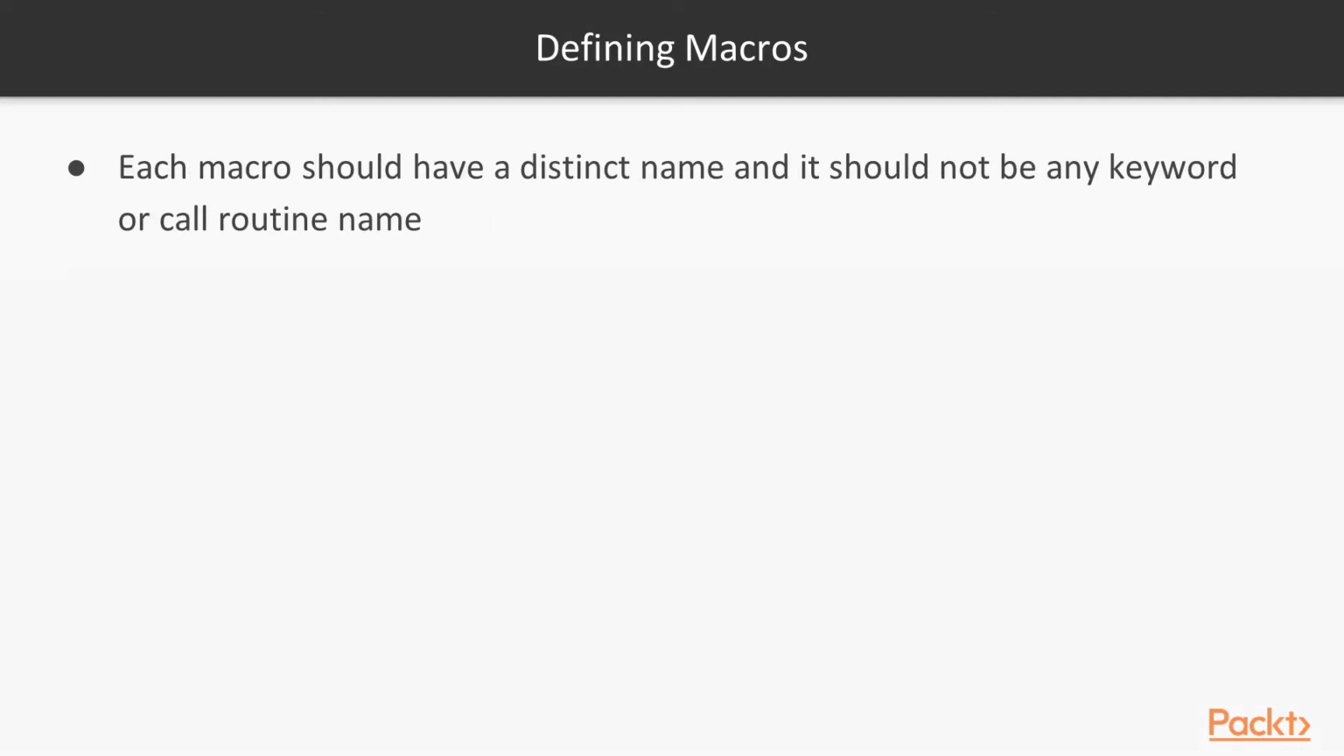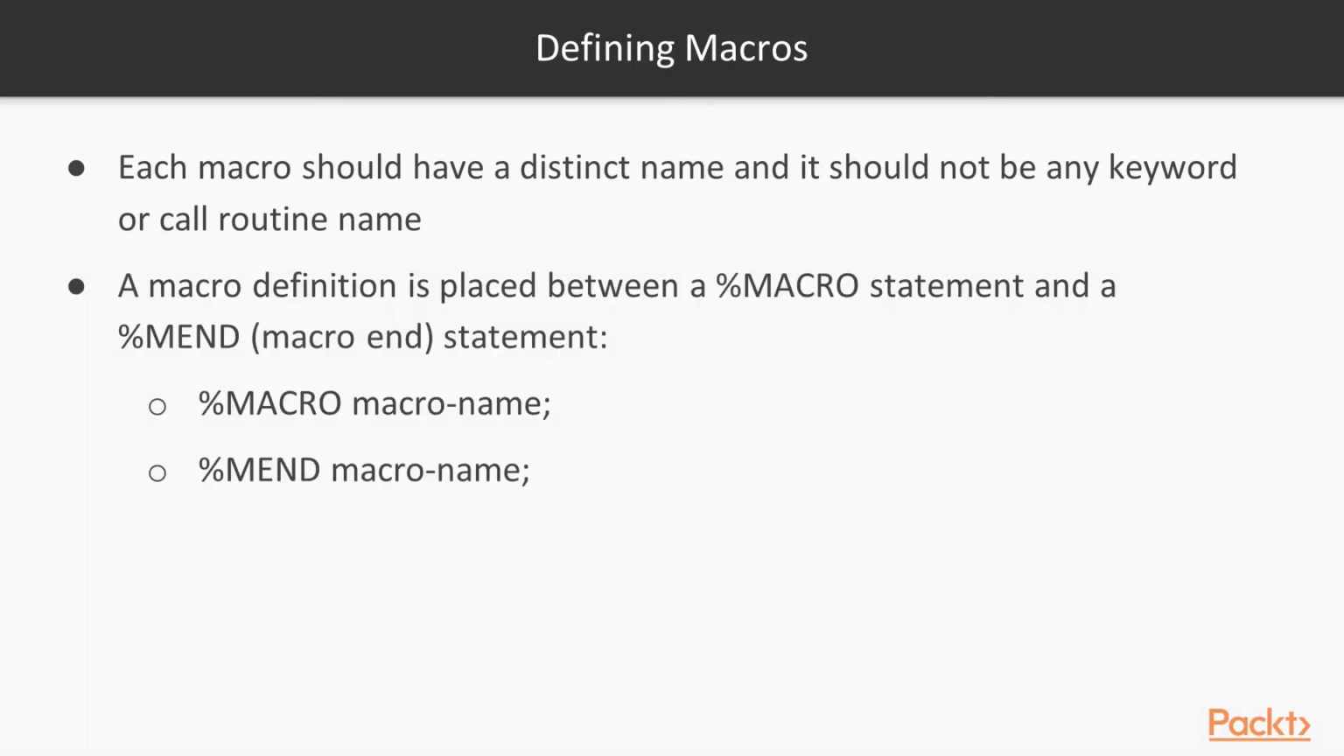Now, how do we define macros? Each macro that is defined should have a distinct name and it should not be any keyword or call routine name which are already present in SAS. So it should be a unique name and it should not be any keyword which is already being present in SAS. A macro definition is placed between two statements which are %macro statement and a %mend statement.